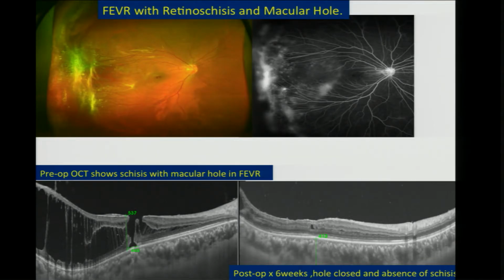So this is vitreoschisis, retinoschisis in the case of FEVR, which we see very often because of UWFA, and you can see the small hole present in the center, and this schisis is very unknown in FEVR.